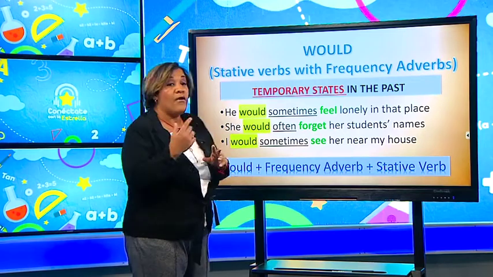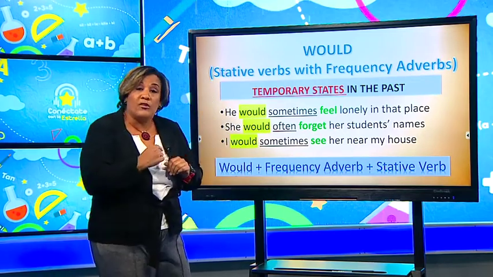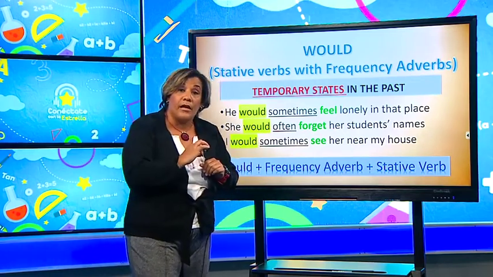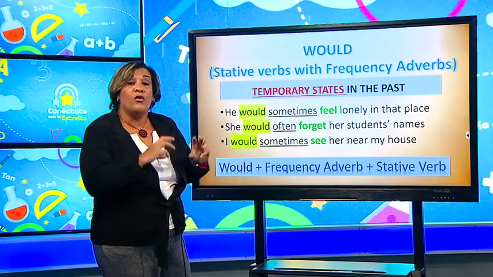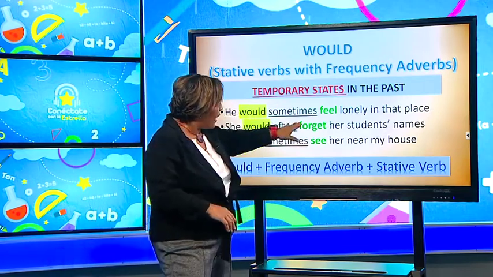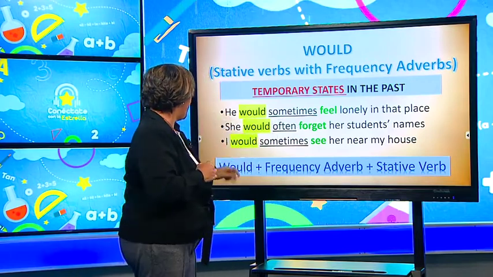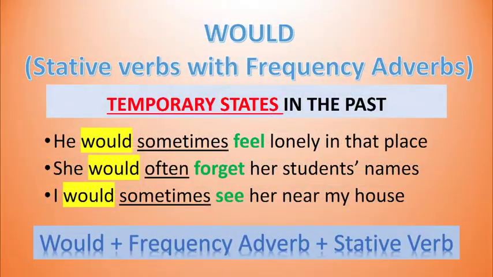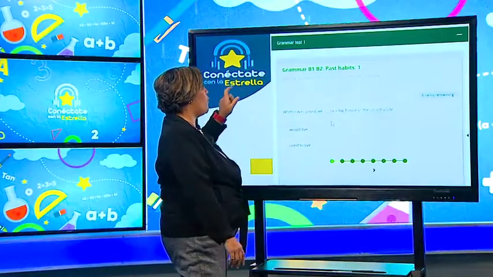Now, there is a way in which we can use stative verbs with would. And this is when we use frequency adverbs. So we could say, we would sometimes feel lonely in that place. She would often forget her students' names. I would sometimes see her near my house. So we have would, and we have a frequency adverb and the stative verbs. Then in this case, we can use would.